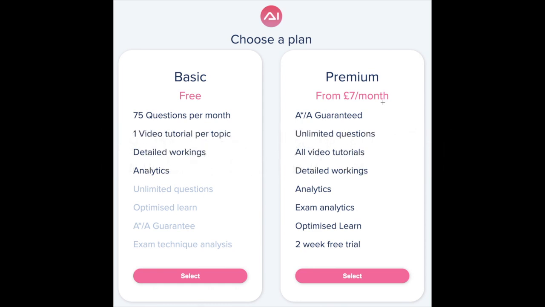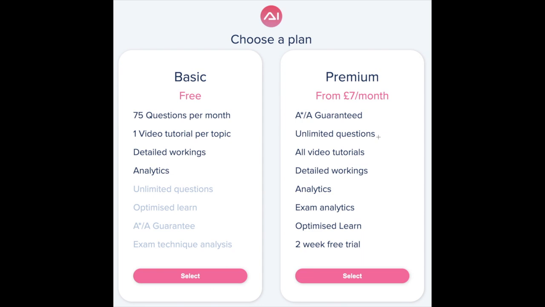Now, the premium membership of the site actually guarantees that you get an A or an A star. So this basically means that if you average 90% in all the topics on AI Tutor and you don't receive an A or an A star in your final A-level maths exam, then you will be fully refunded for any membership fees that you've had to pay. So that is something really worth noting.